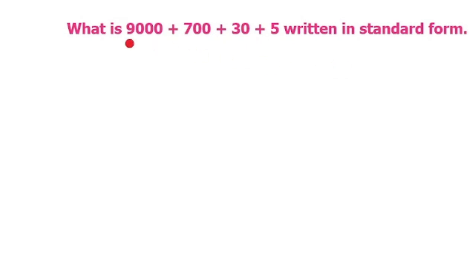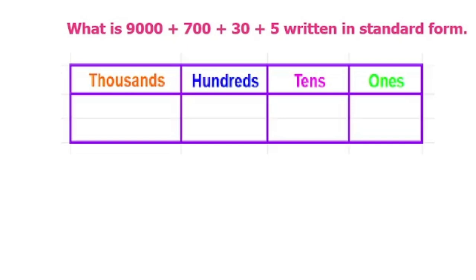So expanded form like this, you would need to remember your place value chart. So this is how you start, okay? So now we're getting into bigger numbers, and we have the thousands, the hundreds, the tens, and the ones. Okay, so 9,000 is just 9 thousands. So we're just taking this expanded number and we're writing it out in terms of place value.